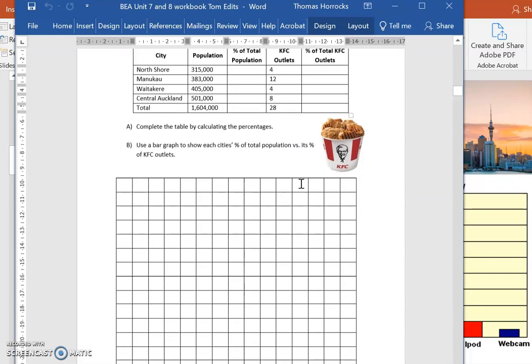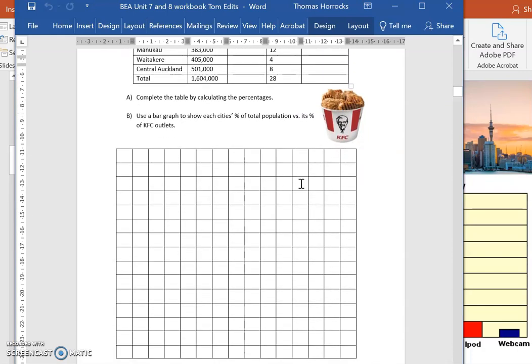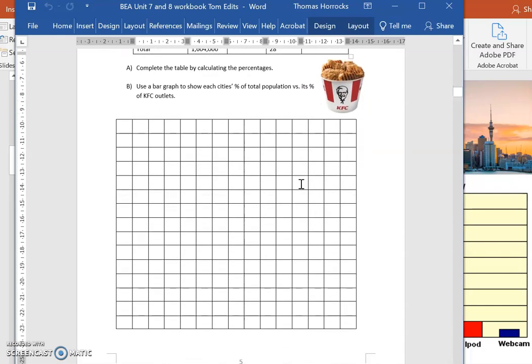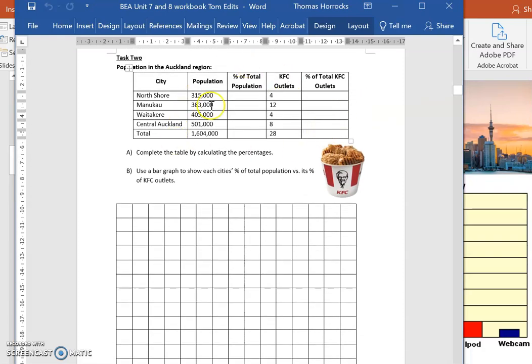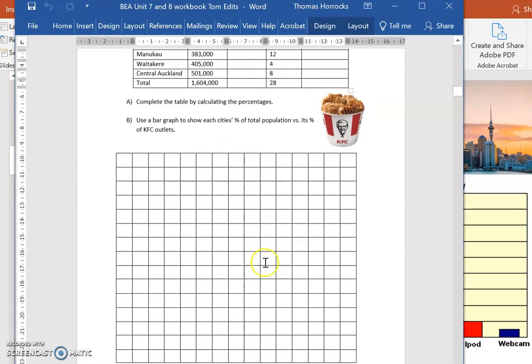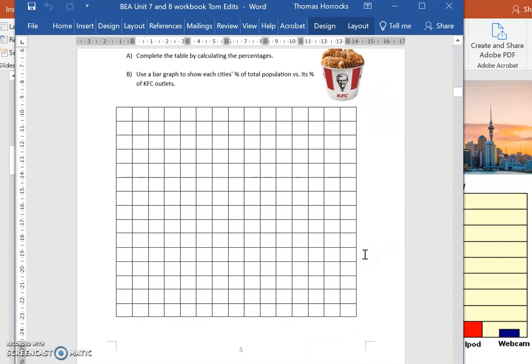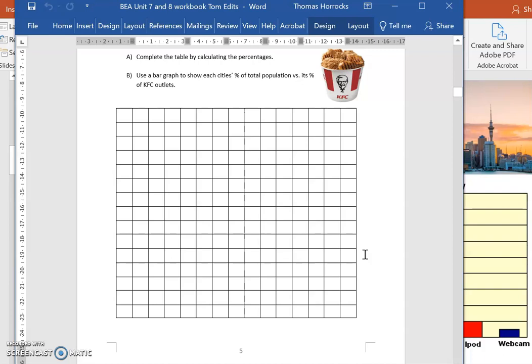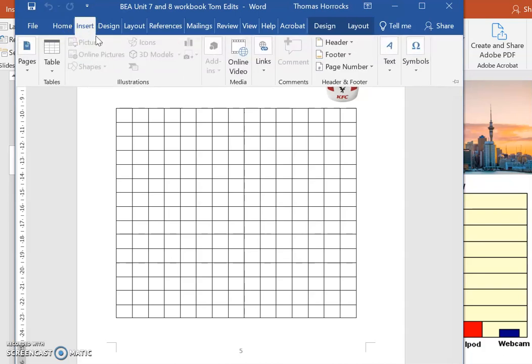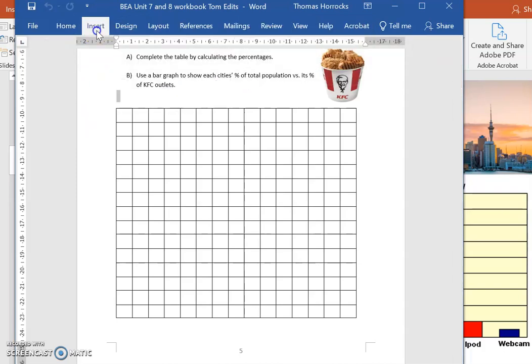Okay, now we have a bar graph activity. So you're going to take your data from here and plot it onto our bar graph. This one here might be a little bit more challenging for those who are doing this digitally in SharePoint. If you are, I would suggest inserting a picture. Now, for some reason, mine's not letting me insert a picture.